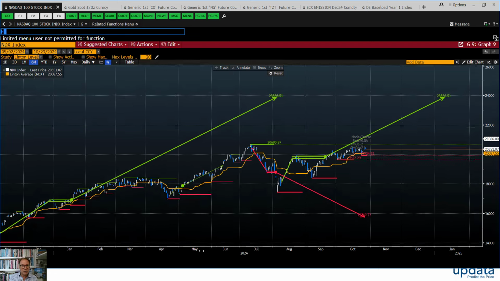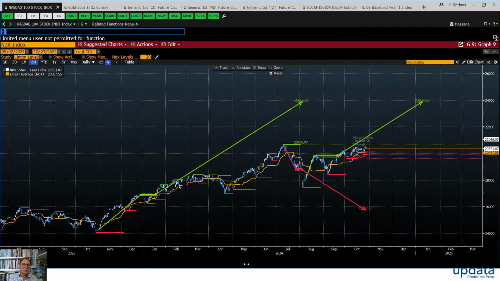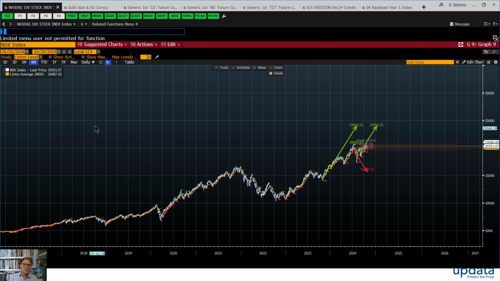And of course, you can just go back. I've got it configured to 5 targets, so it's not showing many more. But if you wanted to see how well these targets worked in the past, you can easily just go and grab your chart. And in fact, what I'll do here is I'll do it on the Linton price targets. Go here.